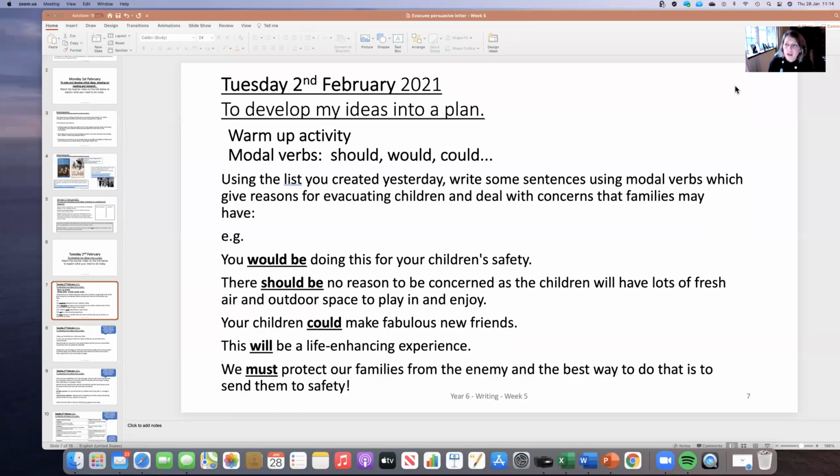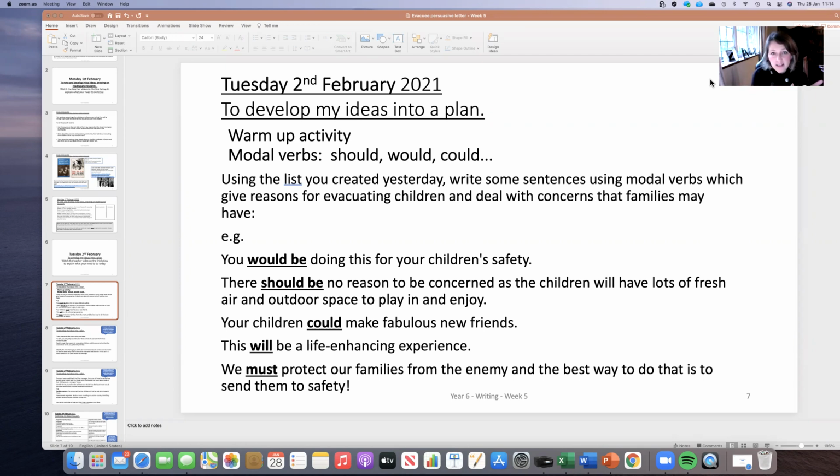Here we go. Okay, so Tuesday, as we said, it's going to be doing your plan. We thought a really good warm-up exercise for you would be to just practice writing some sentences using modal verbs. So you remember, what are they? Shout them out at me. Hope you did. Should, would, and could.